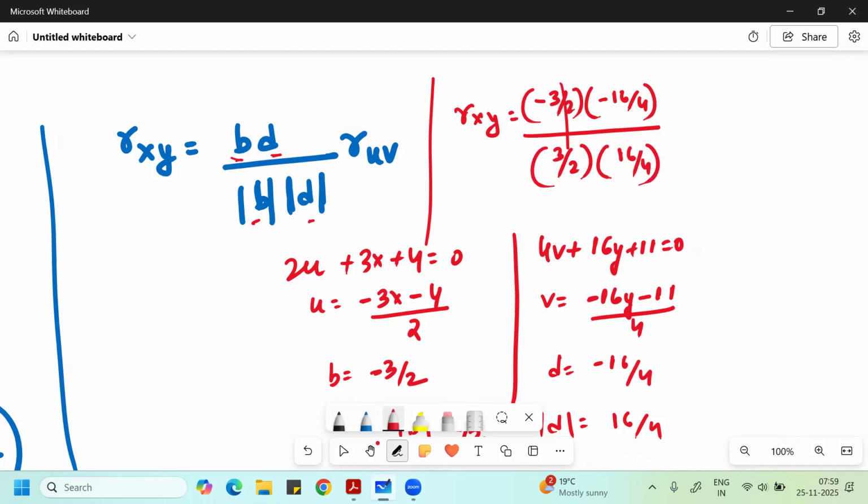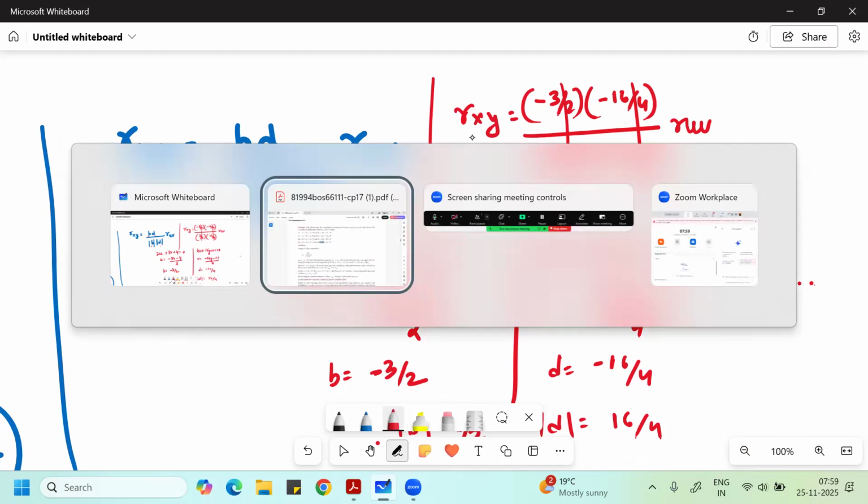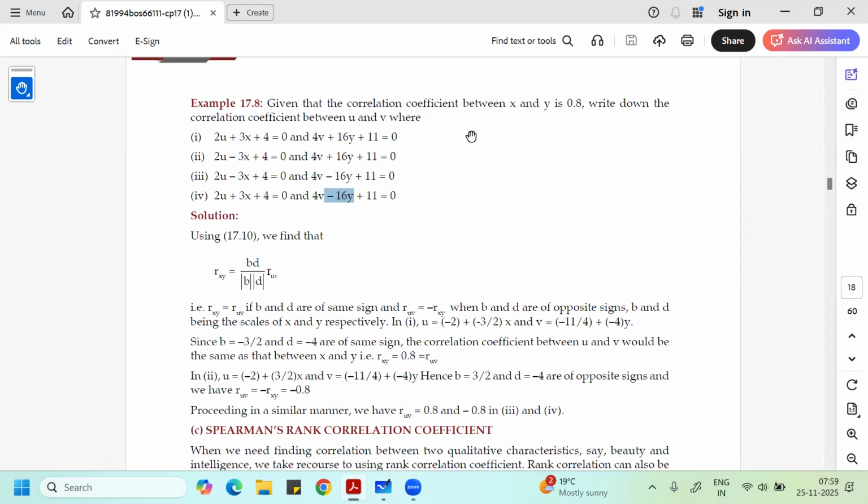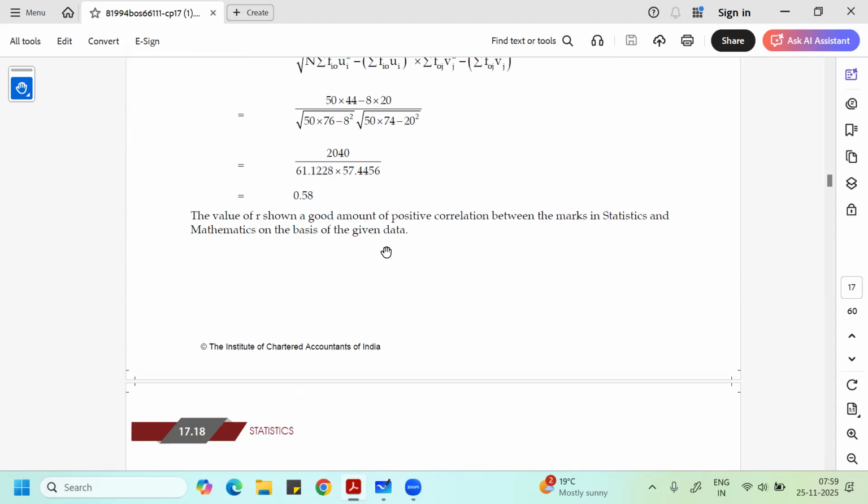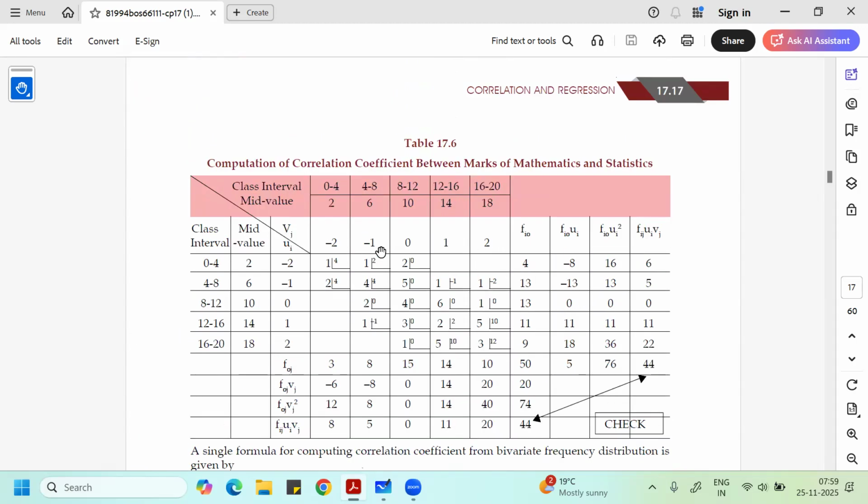So if you notice, this and this and this and this will cancel, and if both of them have the same sign, then this will be positive. You're getting it. But if they have opposite signs, then the value would be negative. Otherwise the rest of the things are the same. So I hope you're getting the concept. Instead of getting too much into mathematical intricacies, you just focus on the sign which is attached to u and x, and the sign which is attached to v and y, and thereby you will understand how to get the answer.